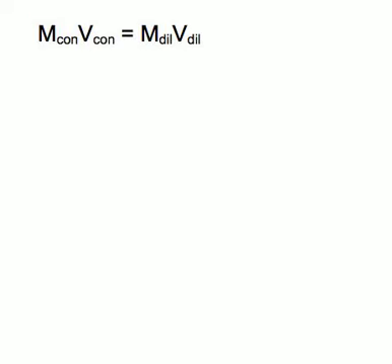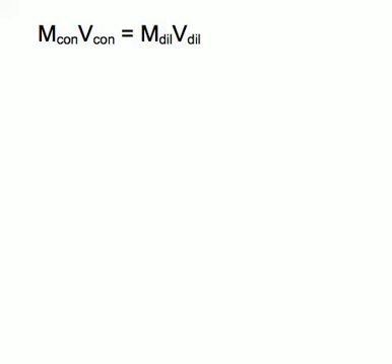The formula for dilutions is the molarity of the concentrated times the volume of the concentrated equals the molarity of the diluted solution times the volume of the diluted solution. If we look at this equation, we see molarity times volume equals molarity times volume. Think about what this means mathematically.